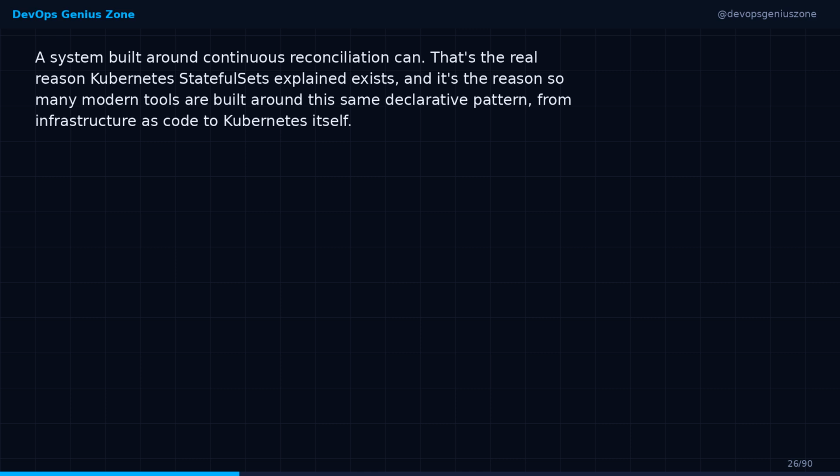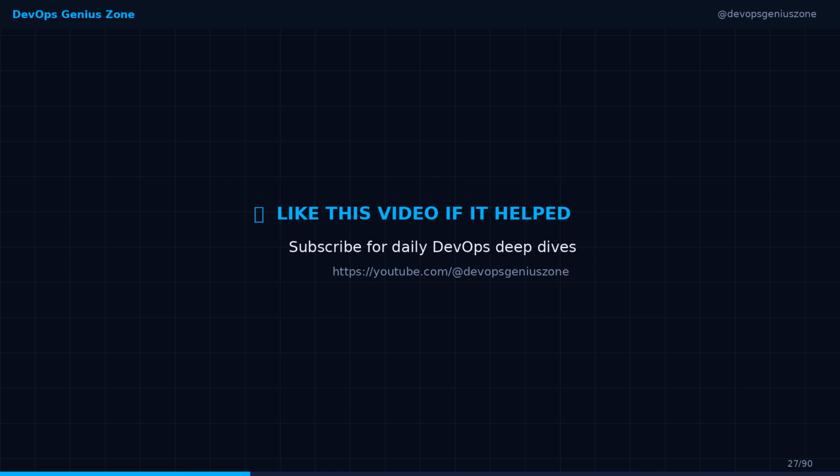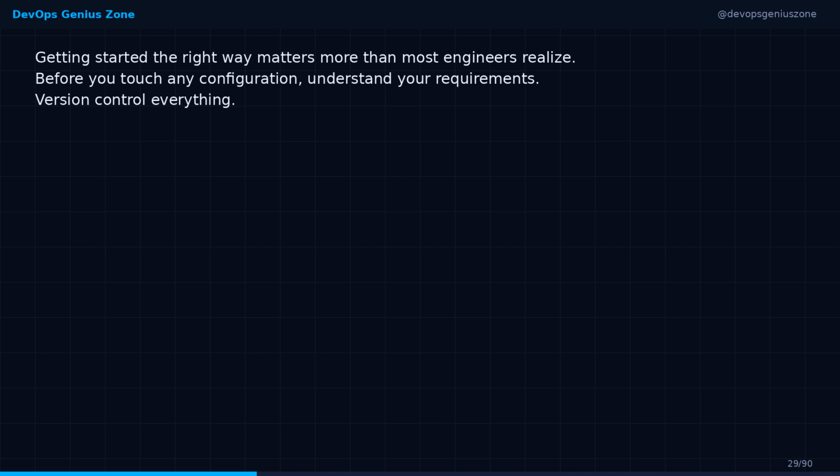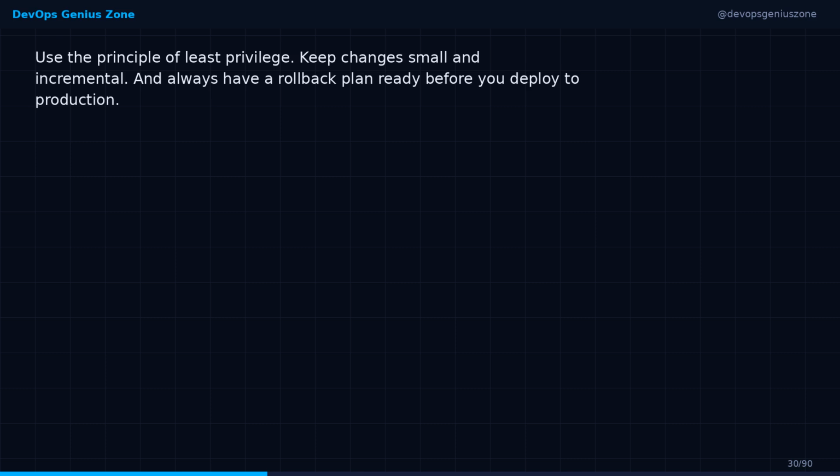Getting started the right way matters more than most engineers realize. Before you touch any configuration, understand your requirements. Version control everything. Use the principle of least privilege. Keep changes small and incremental. And always have a rollback plan ready before you deploy to production. I've seen so many engineers skip these steps with Kubernetes StatefulSets Explained and later regret it when they can't recover from a failed deployment. Your future self will thank you. I always tell my mentees, if you can't draw the architecture on a whiteboard, you're not ready to implement it.